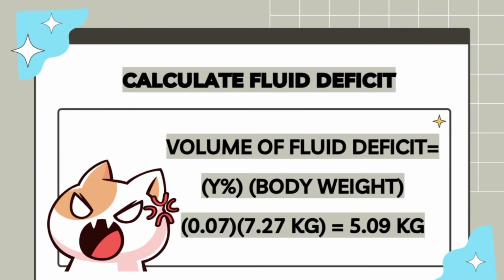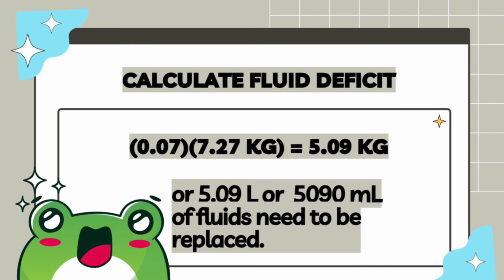We can now calculate the volume of fluid deficit. 0.07 multiplied by 7.27 kilograms results to 0.509 kilograms. Therefore, 0.509 kilograms, or 0.509 liters, or 509 milliliters of fluid is needed to be replaced.